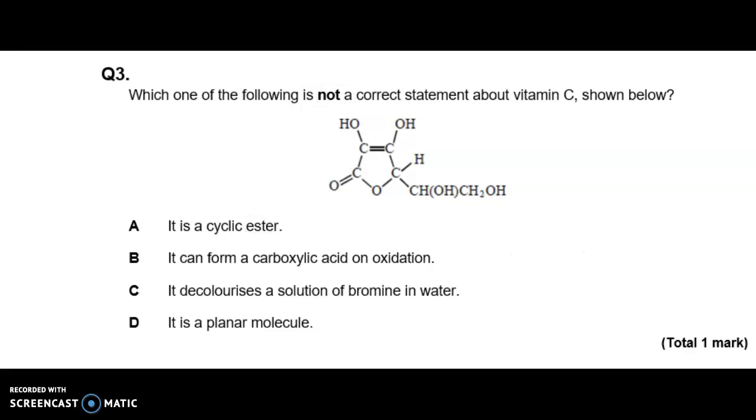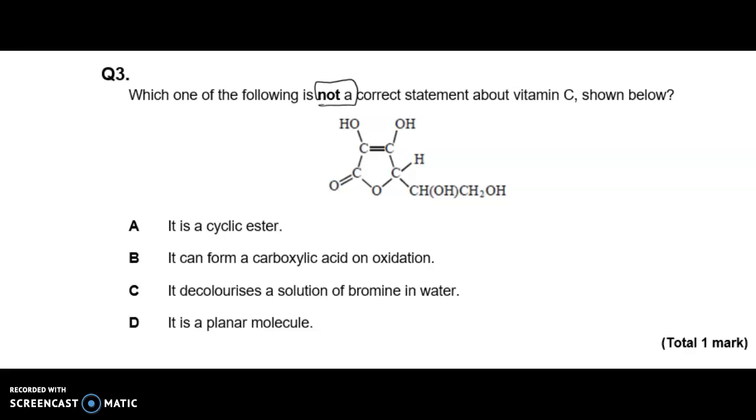This is an example of a multiple choice question where there is a trick in that question. It says "not a correct statement." So there are 4 statements given here. You need to say which of these statements is not correct about this particular molecule.